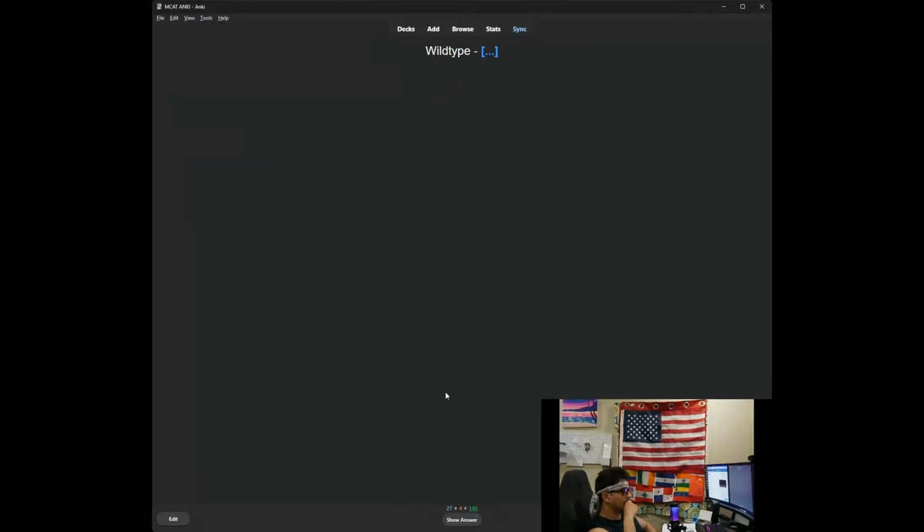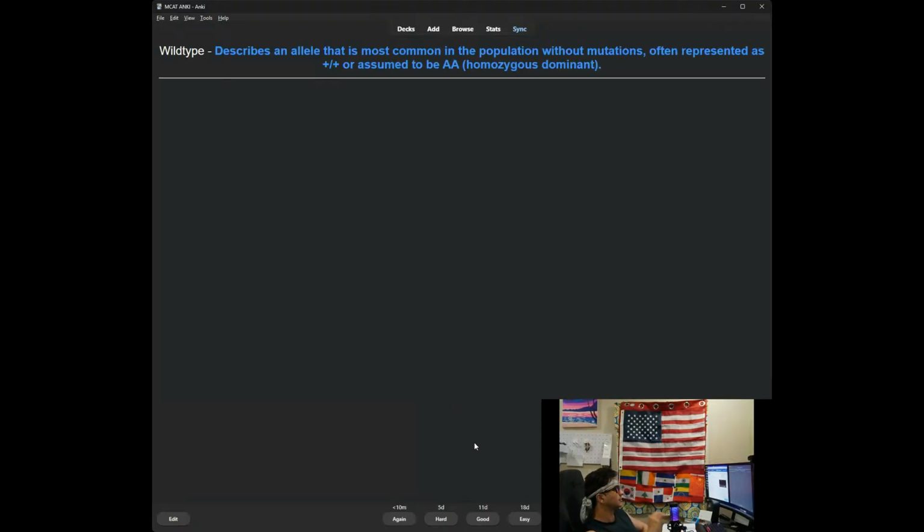Wild type, we have false positive or true positive. It's usually used when we're trying to determine some sort of experiment. So we have wild type versus control versus experiment, with mutations and phenotypes. The alleles are assumed to be homozygous dominant.